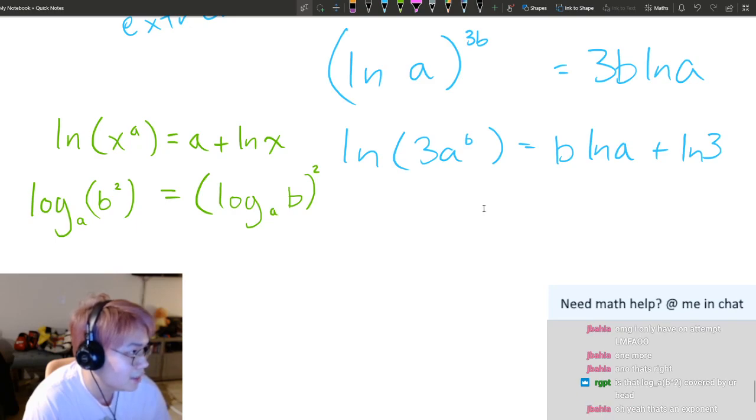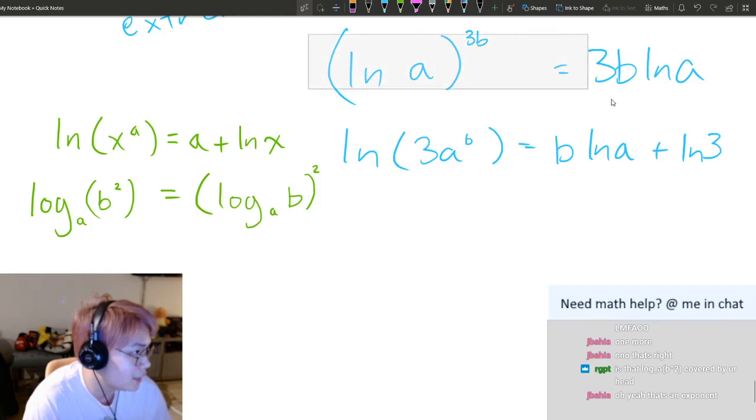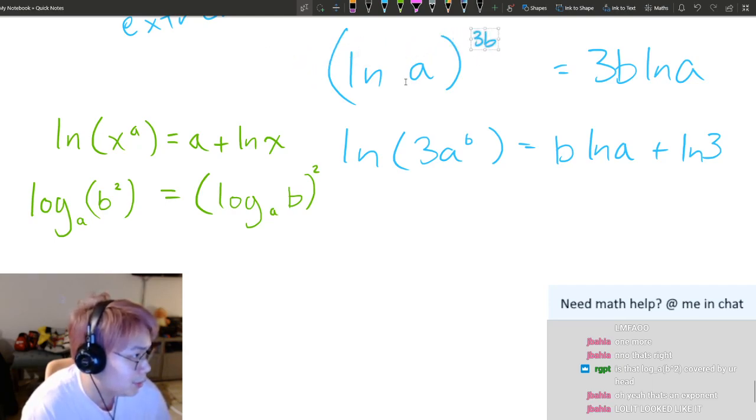Oh, that's why. This one is false, because this exponent is not inside the logarithm. If it was inside, then it can become a coefficient. But this is an exponent of the entire log, so this one is false.